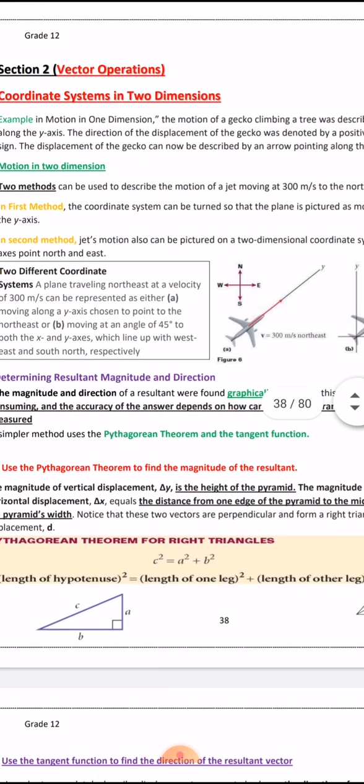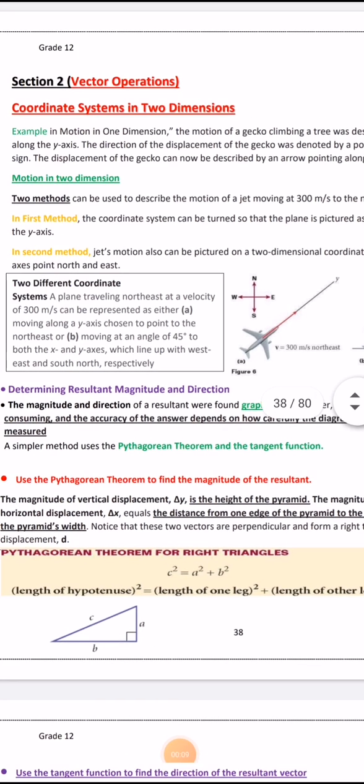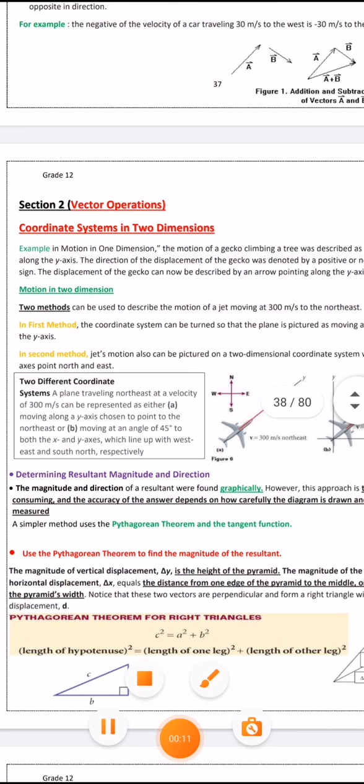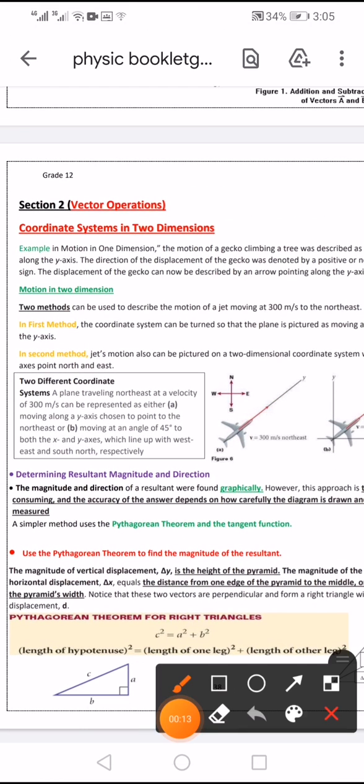Chapter 3, Motion in One Dimension, Section 2. So let's start. Section 2, Vector Operations, Coordinate Systems in 2 dimensions. For example, motion in 1 dimension, like what?